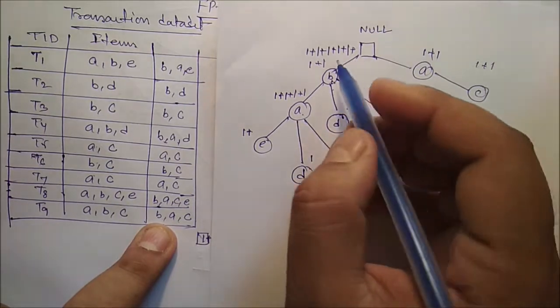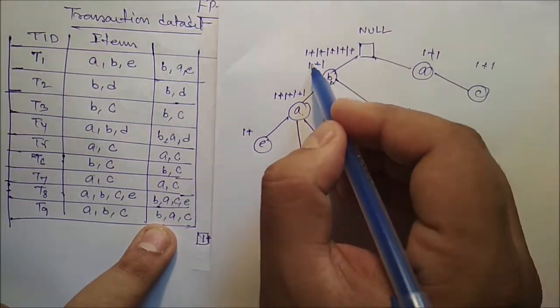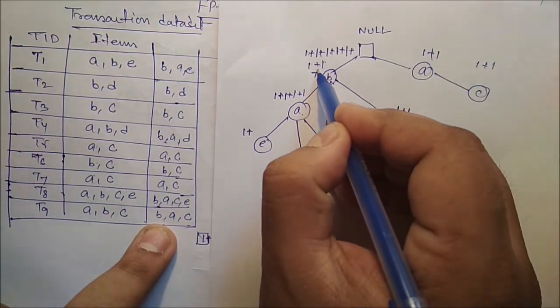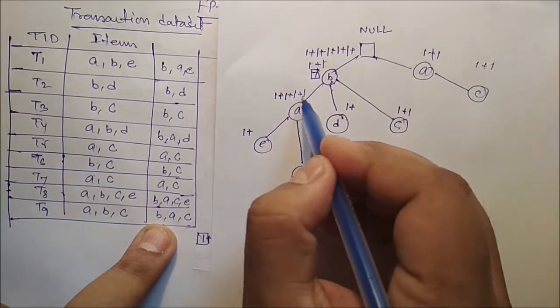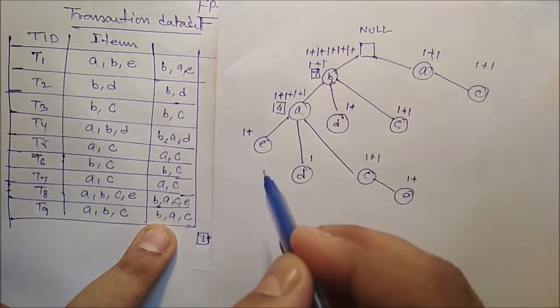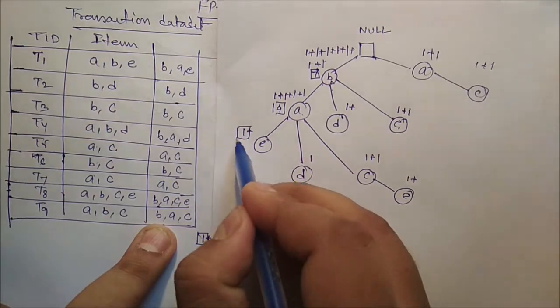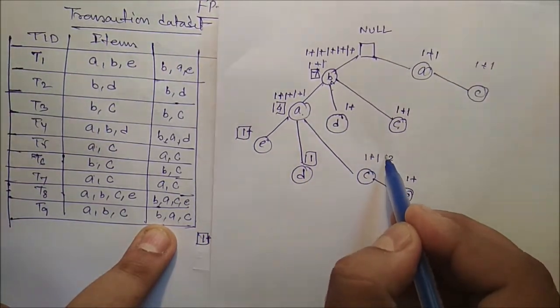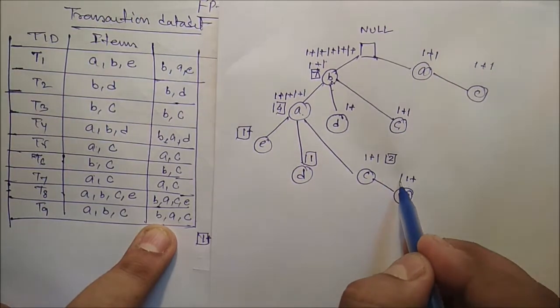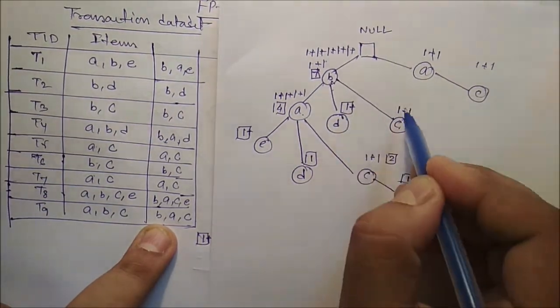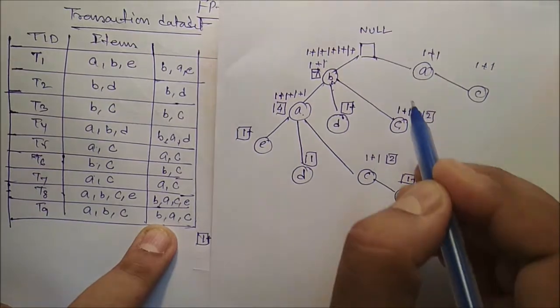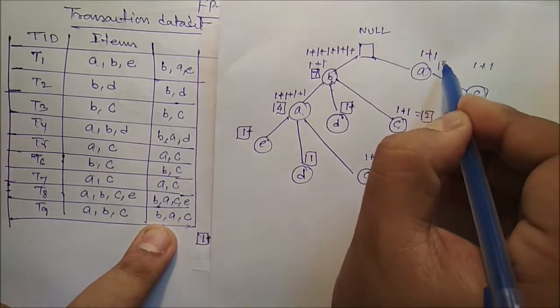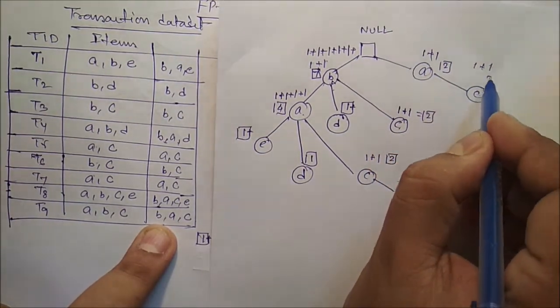Okay, so total count 1, 2, 3, 4, 5, 6, 7. Here it is 7. Here it is 1, 2, 3, 4. It is 4. It is 1. D is 1 plus 1, so 2. It is 2. Here also 2.